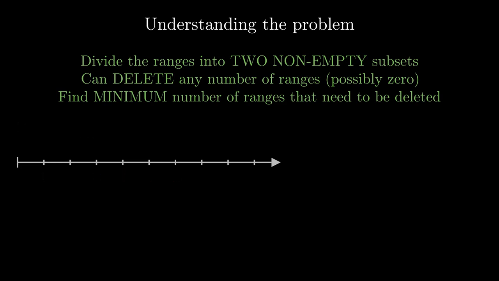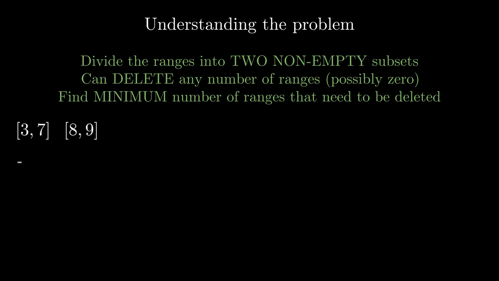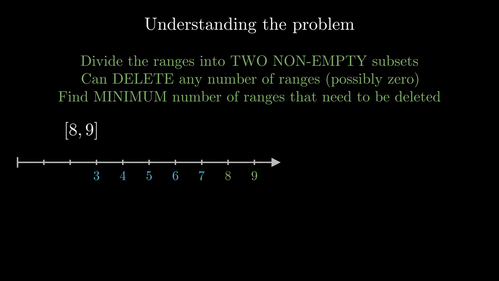Finally, in our third test case, we have 3, 7 and 8, 9, which already belong to two non-empty subsets. Hence, the answer is 0, as we do not need to delete any range.